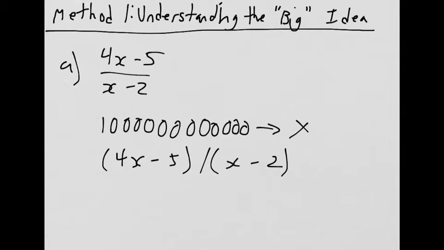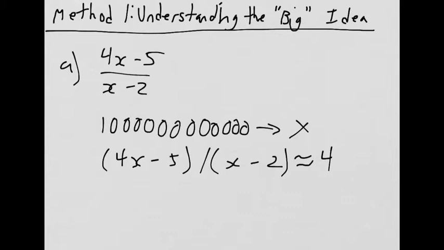Anyone else get something different? Yeah. What'd you get? 3.9999? So approximately 4. Okay? That at least should give you some suspicion that this graph is approaching y equals 4 as x goes really, really, really large.